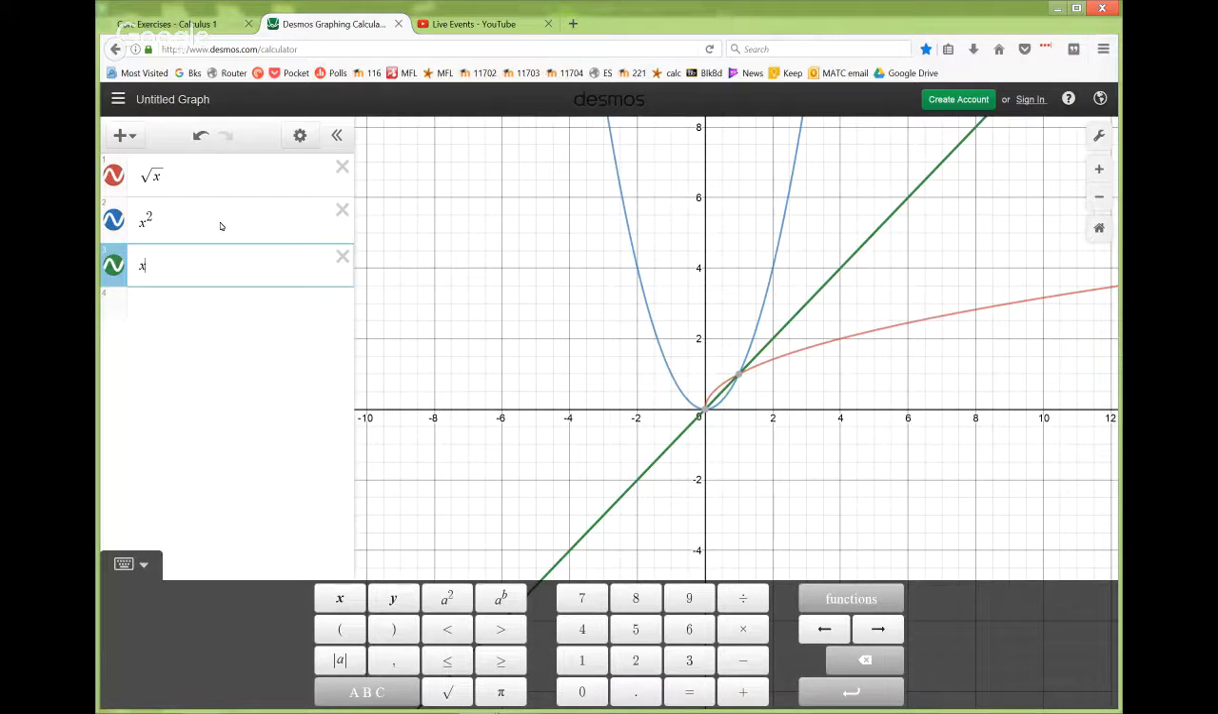Okay, go back to the blue curve. What's the range? The range would be what? From 0 through infinity, right? It never gets lower than the origin, and it goes up forever. What's the range of the red curve? From 0 to infinity, because that's half of a parabola getting wider.